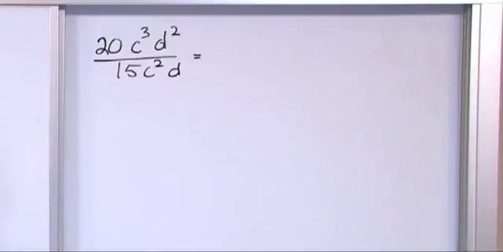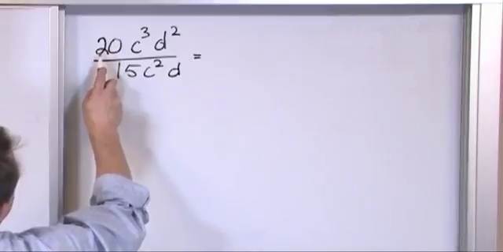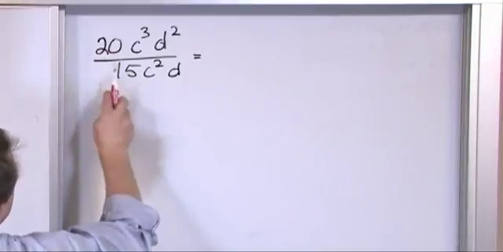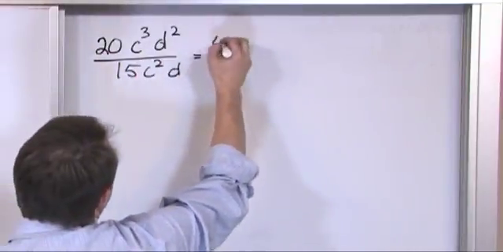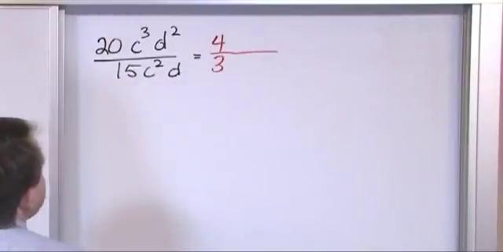Well, first you look at the numbers. What can you divide into the top and bottom? Well, I can divide 5 into there, and I can divide 5 into there. So 5 times 4 is 20, and 5 going into here is going to give me 3, so I can handle the numbers that way.